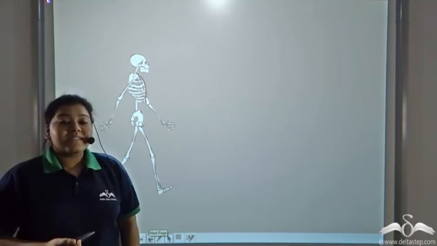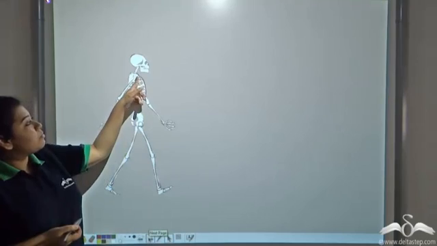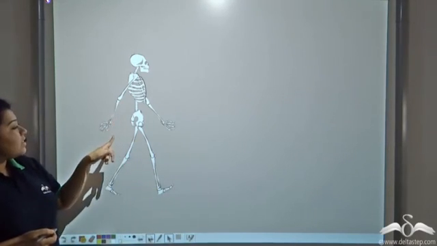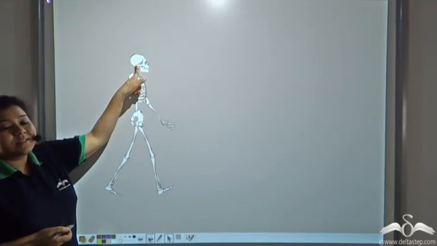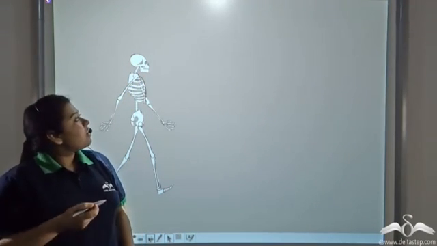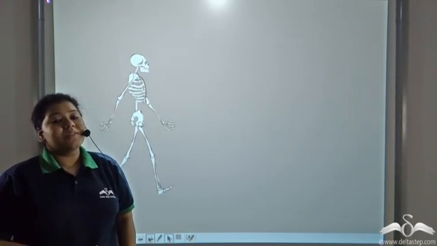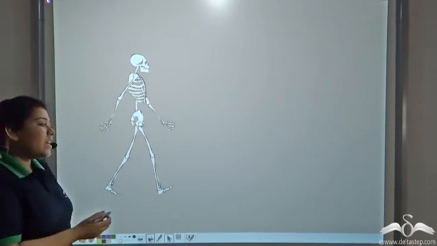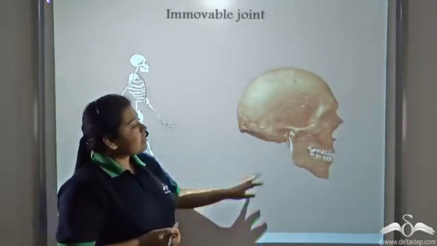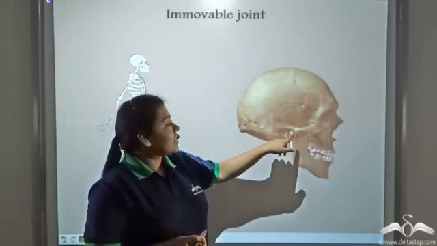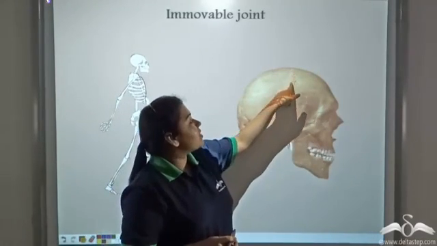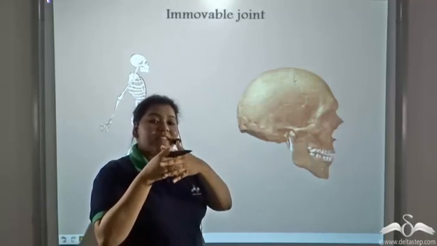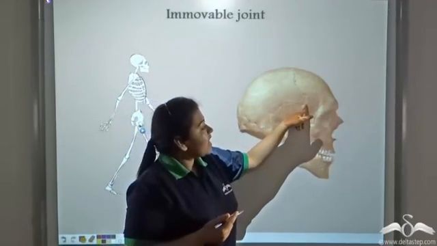Now, for so long, we have discussed freely movable joints, like the ball and socket joint, as well as partially movable joints, like the hinge joint, the gliding joint, and the pivot joint. Now, can you tell me the name of a joint which is not movable at all? Even immovable joints are present in our body, in our skull. See, if you look at this picture carefully, you will see that there are multiple bones that make up the skull. And see, the multiple bones are completely and rigidly connected to each other by immovable joints.